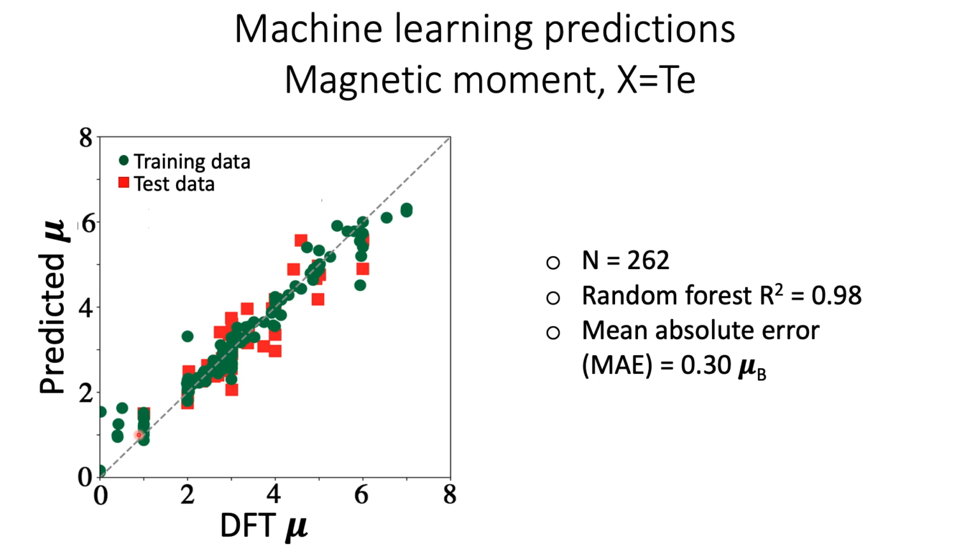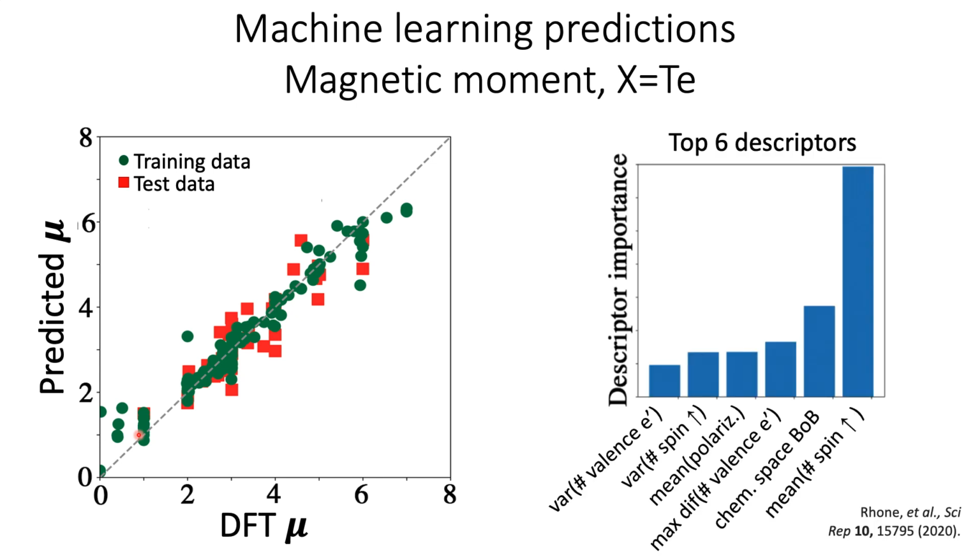So we can use this model to not just make predictions, but try to learn some physics by analyzing the descriptor importances. In this case, the mean number of unpaired electrons is the most important descriptor for predicting magnetic moment. As you know by now, that's not surprising. And essentially, there's nothing surprising happening in this case. But if there was, we can ask ourselves, why is this descriptor important? And it's not expected to be, and potentially learn some physics.